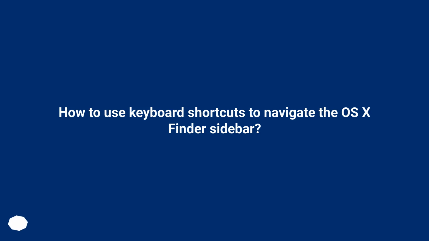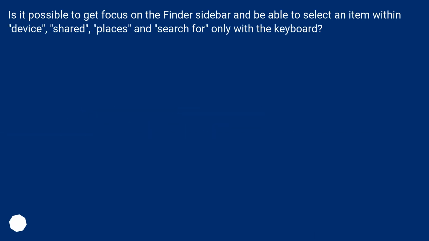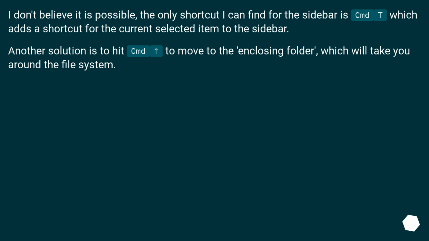How to use keyboard shortcuts to navigate the OS X Finder sidebar. Is it possible to get focus on the Finder sidebar and be able to select an item within Devices, Shared, Places and Search using only the keyboard? I don't believe it is possible.